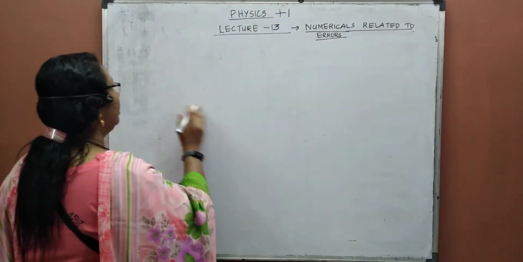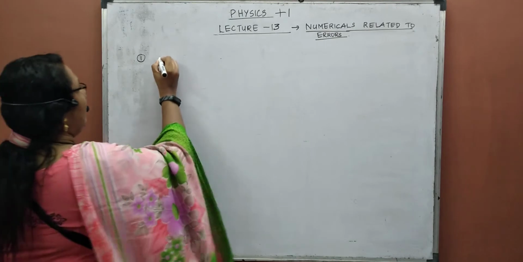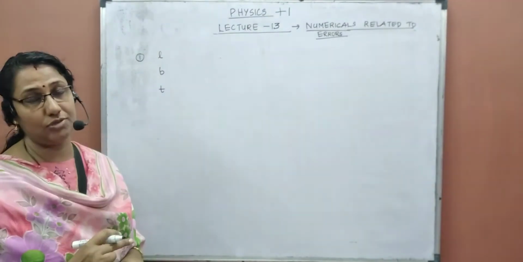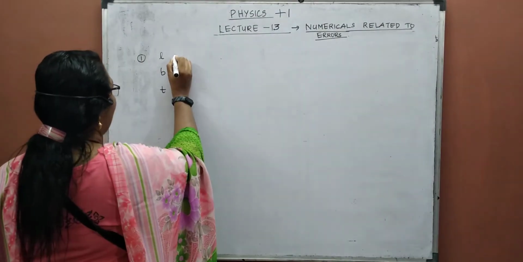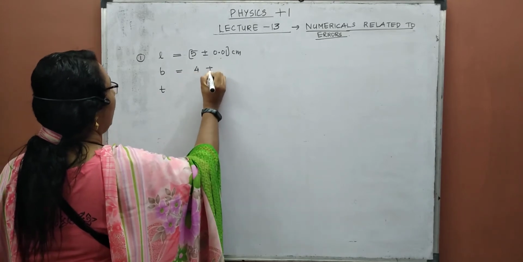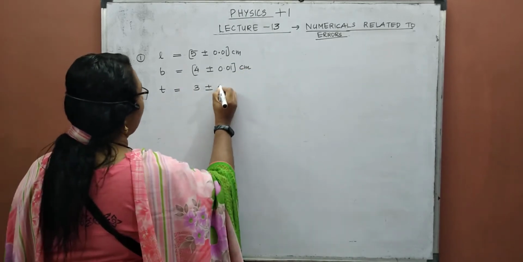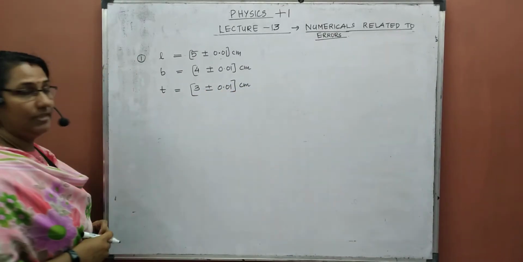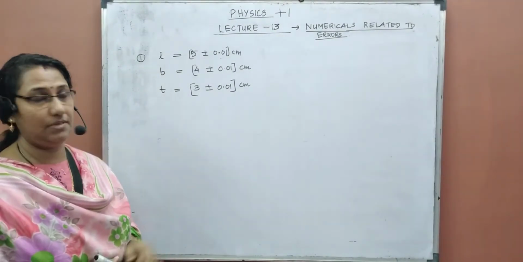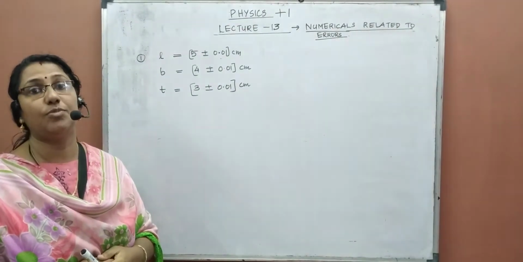Another question related to the errors. In a question, it is given that the length, breadth and thickness of a metal block are respectively: length L is equal to 5 plus or minus 0.1 centimeter, breadth B is equal to 4 plus or minus 0.01 centimeter, here also 0.01, and thickness T is equal to 3 plus or minus 0.01 centimeter.